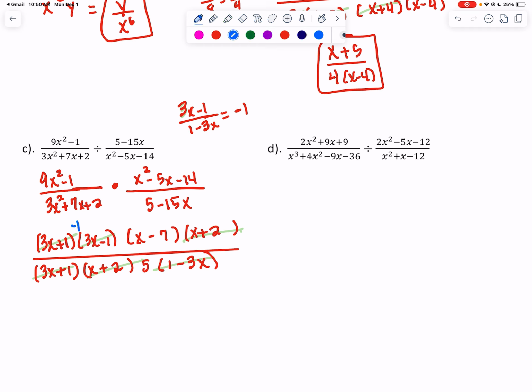So let me put it in a different color there. They equal negative 1. So on the top, we are left with negative 1 times x minus 7, which would look like this. And on the bottom, we are left with a 5 for our final answer.